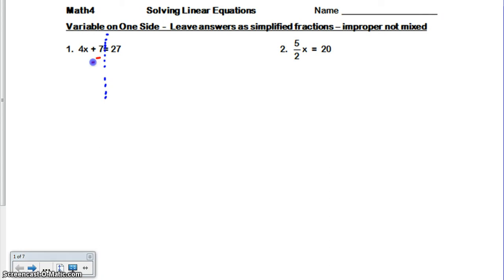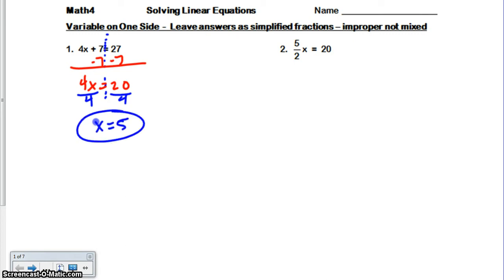So most of you are going to subtract 7 from both sides. Keep your equation balanced, leaving you with 4x equals 20. And then final step, divide both sides by 4. So x equals 5. And I know a lot of you like to do this work in your head, but I would like you to show some steps.